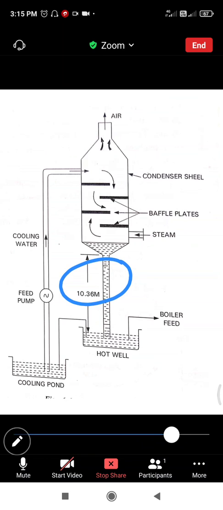Once again, I will tell you the advantages and disadvantages. What are the advantages? It does not require a condensate pump. Condensate can be reused as feed water if cooling water is free from impurities. What are the disadvantages? It requires a circulating pump to lift cooling water to the top of the condenser.